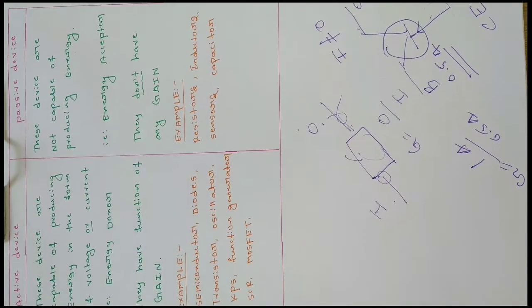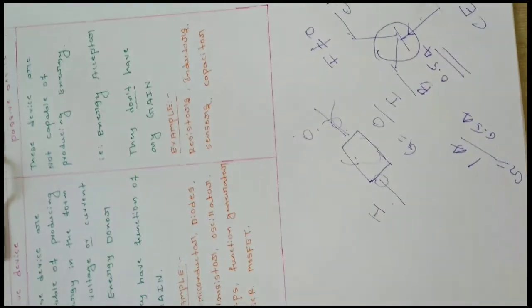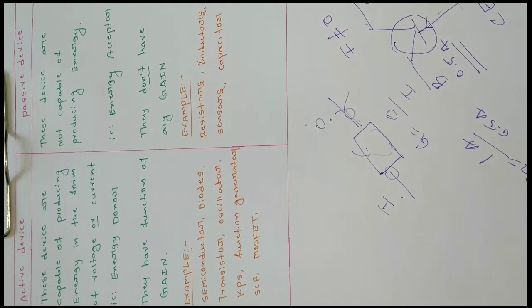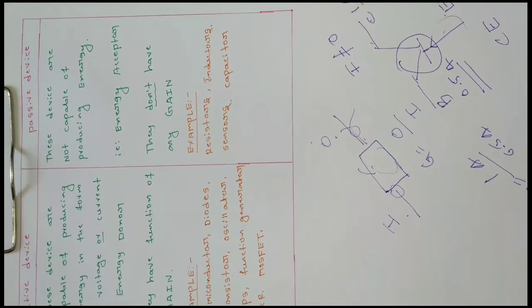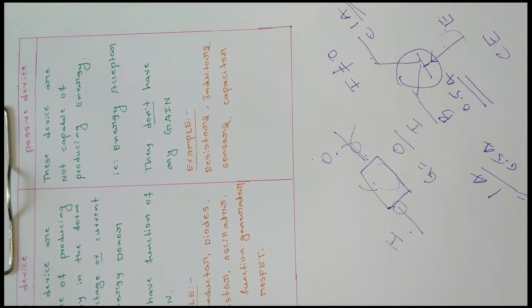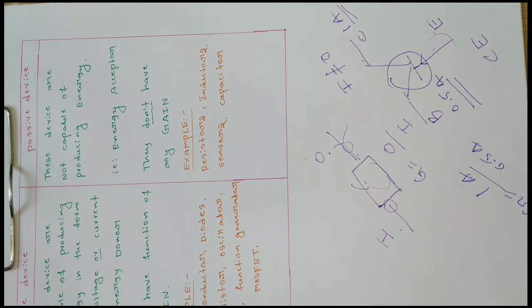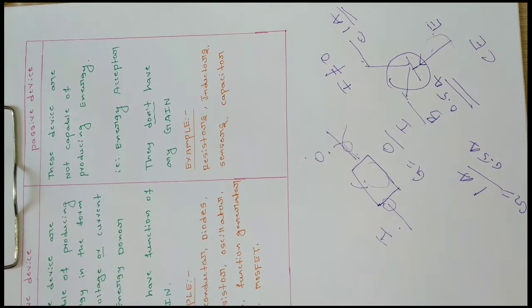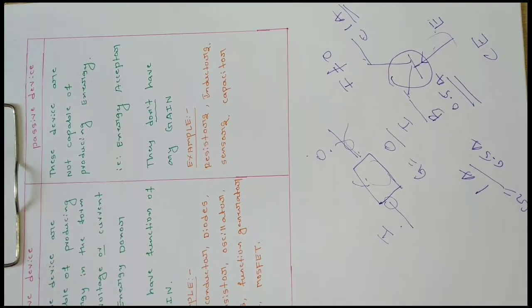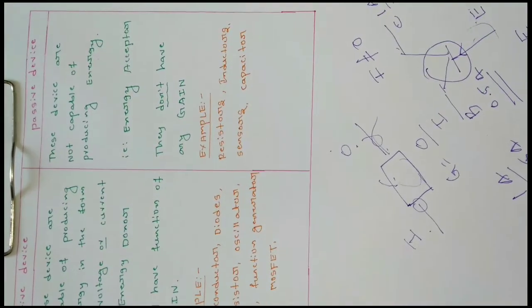Like this, diodes also produce current, and semiconductors, yes, they produce. Oscillators, yes, they produce. In oscillators we have two types, Hartley and Colpitts oscillators. Series connection of capacitors is Hartley, and parallel connection is Colpitts. All those things we know.